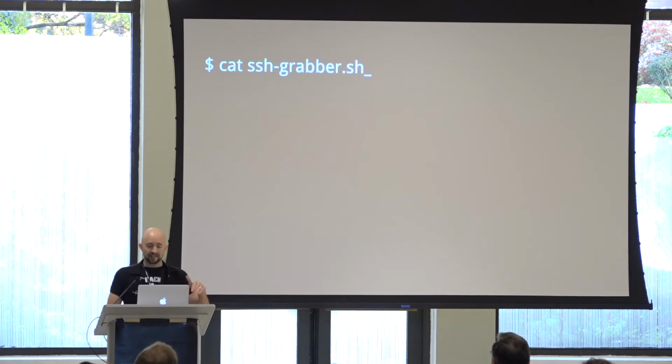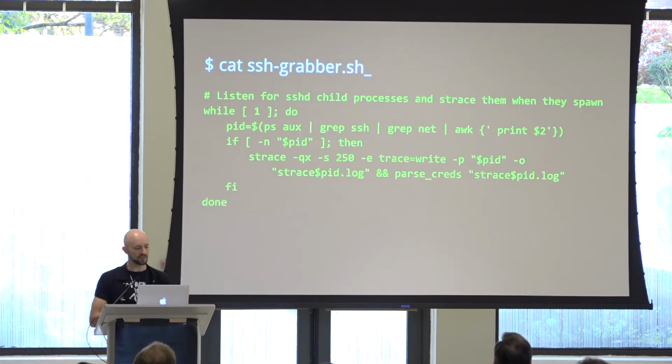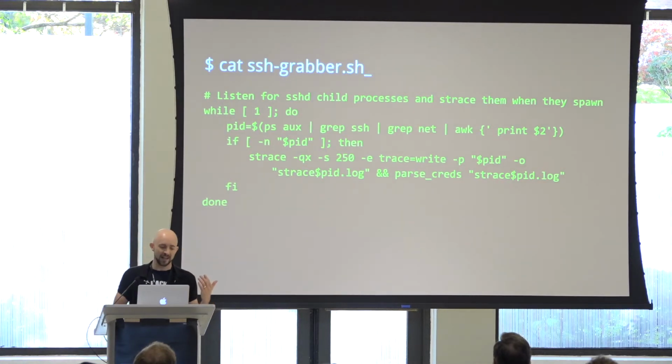As I already mentioned, SSHD multitask is creating new forks every time somebody connects, so we have to figure out how to attach to those. So the first step here is simple. We have a while loop that runs infinitely, and it uses the PS utility to just monitor the process list. In that list, it's looking for two keywords, SSH and net. Why net? Because that's what we can use to distinguish between the parent process and the children. If it has both of those, then we know it's a child.